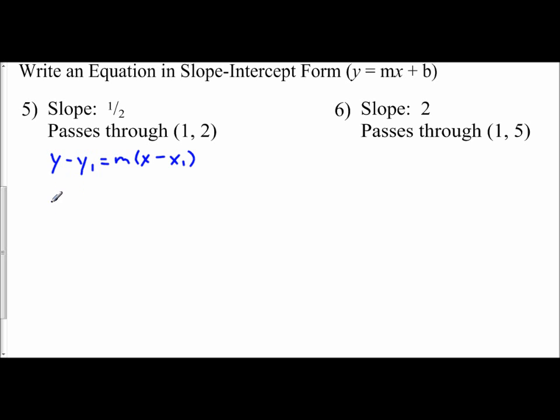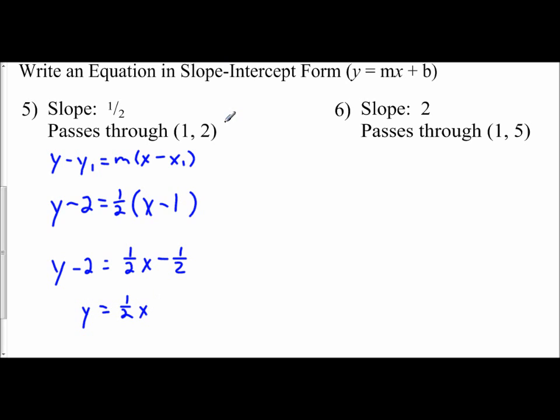So I have y minus y1. My y1 is 2, so I have y minus 2. I have a slope of 1/2, x minus x1. So x minus my 1. And so what I do is I distribute: y minus 2 equals 1/2 x minus 1/2, and then I add 2. So y equals 1/2 x. And if you do negative 1/2 and you add 2, you're really adding 4 over 2, which gives you 3/2. So you get 1/2 x plus 3/2. And so there is your slope-intercept form.